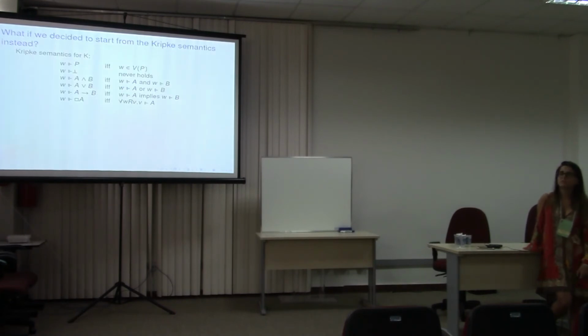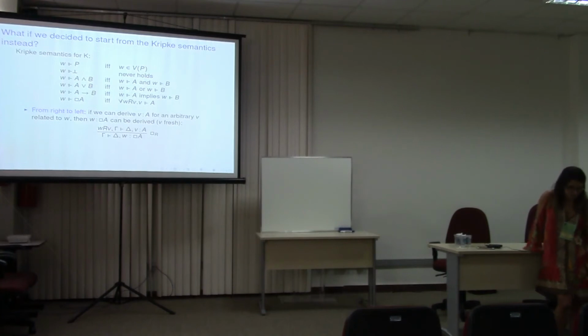But of course, you can do the same as we did before. So I can have the semantics, the Kripke semantics, and I can try to derive the rules, okay? This is a little bit more complicated. So the Kripke semantics for K is this one. So just note that now I have a classical implication. So the classical implication doesn't have this for all, blah, blah, blah, blah, blah, blah. It's simple.